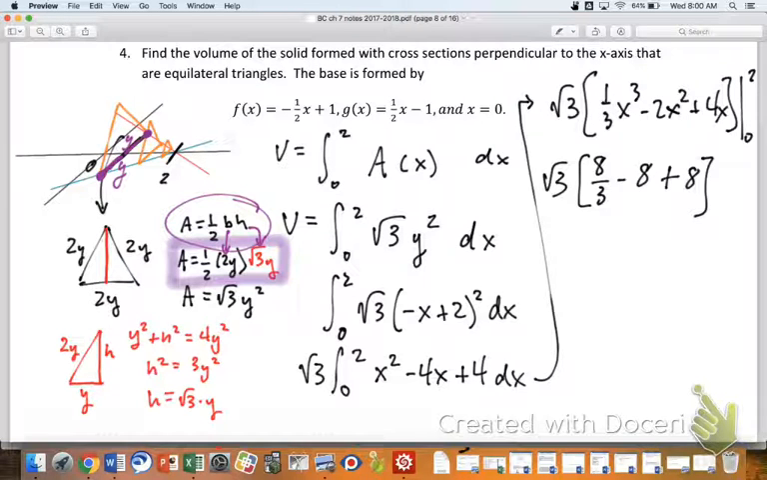I changed the 2y to the top function minus the bottom function. So I leave in the y there, and then I denoted it as some variable x in my derivation, and then substitute those functions as x.